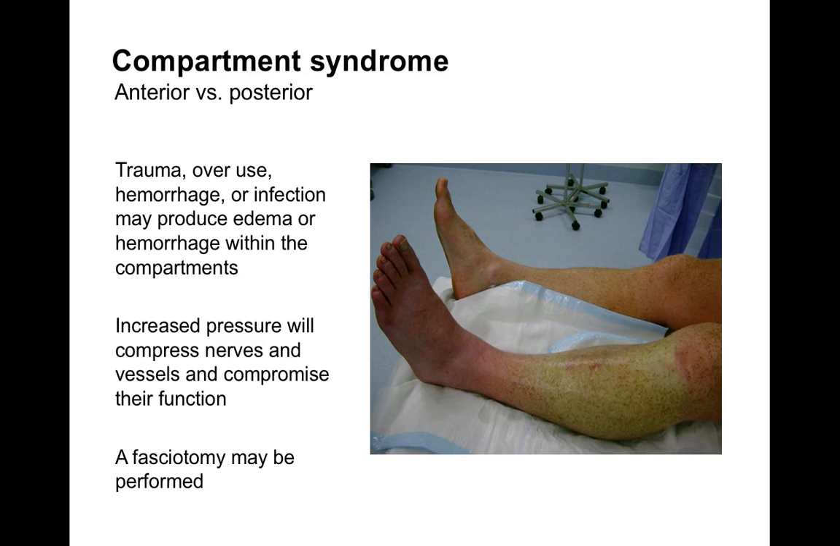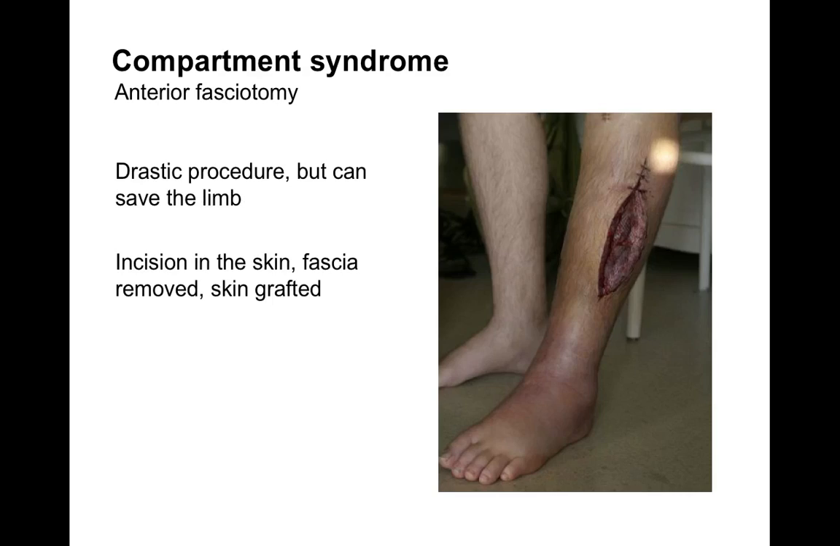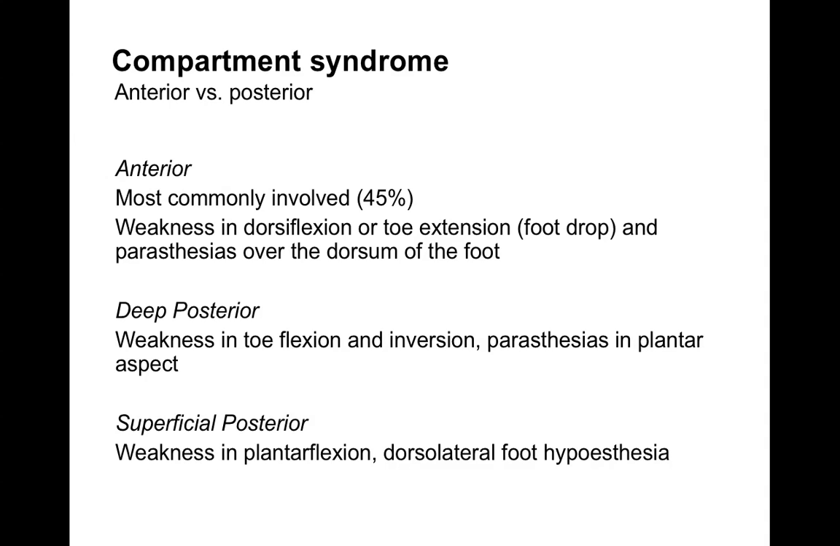And due to its severe acute nature, fasciotomy may be performed in order to spare the extremity. So it's very drastic and saves the limb, and what it involves is an incision in the skin. The actual fascia is removed and the skin is grafted. So this is a photo of a patient that underwent an anterior fasciotomy, and we can see that the fascia was removed, and this wound is healing in waiting for the skin graft to be performed. And it is the anterior compartment that is most commonly involved.